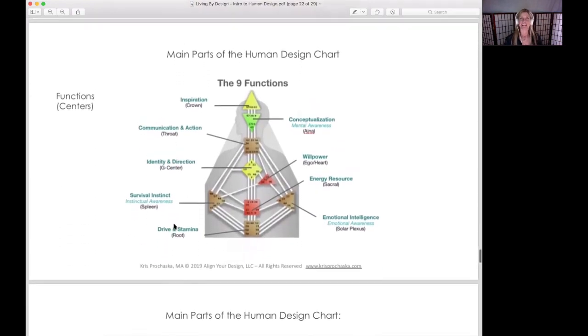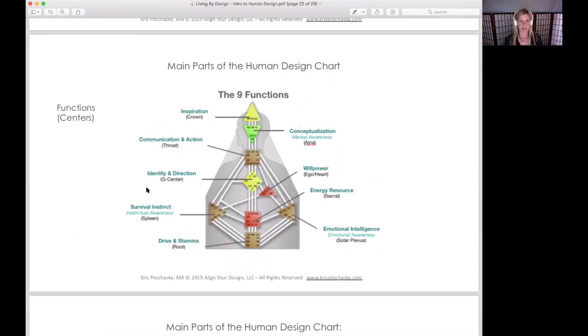Let's look at the aspects of the design chart itself. So we have the functions. Remember those 9 functions, or I said the chakras. I was talking about the chakras earlier. So we have 7 chakras in the human body, the 7 main ones. And in human design, we have 9 different centers or functions. So we call them the functions in the business terminology and centers in the usual human design terminology. So here we have, starting at the bottom, drive and stamina, or the root. This is the square at the very bottom of the chart.